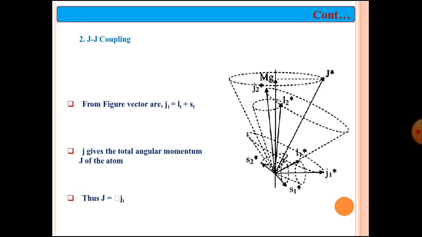The next one, JJ coupling scheme. This method is employed when the interaction between the spin and the orbital vectors of each electron is stronger than the interaction between either the spin vectors or orbital vectors of the different electrons. The orbital and spin angular momenta of each electron in the atom are added to obtain the resultant angular momentum of the electron. That means the small j i vector equal to small li vector plus small si vector. The vector sum of all the individual small j vectors gives the total angular momentum capital J of the atom. Thus capital J equal to summation small ji. This type of coupling exists mainly in heavy atoms. Here the figure also shows the JJ coupling directions.